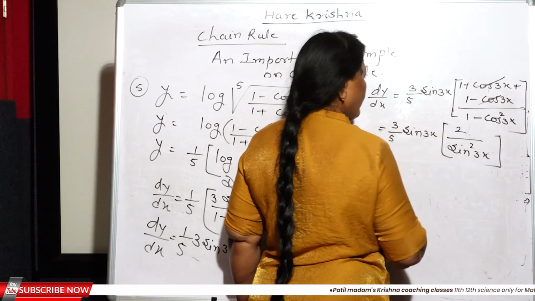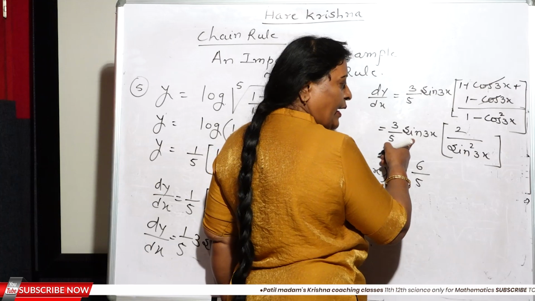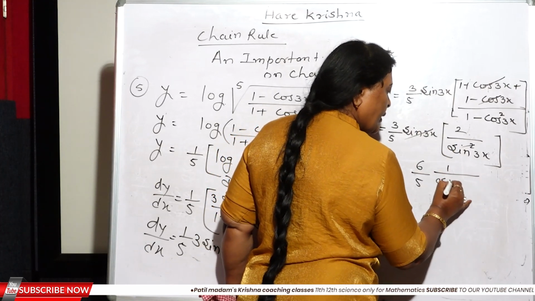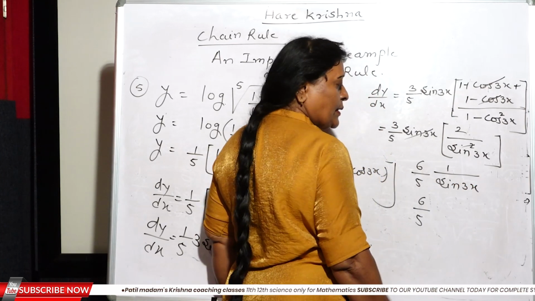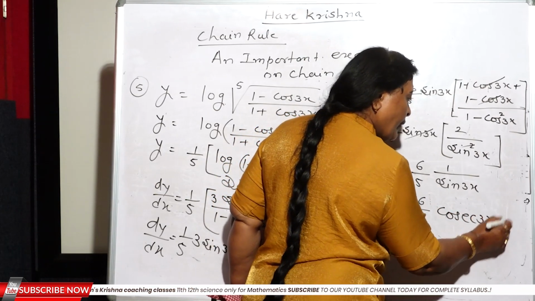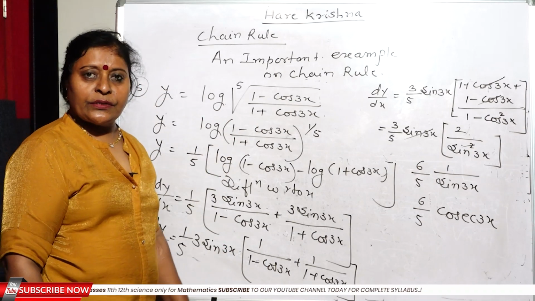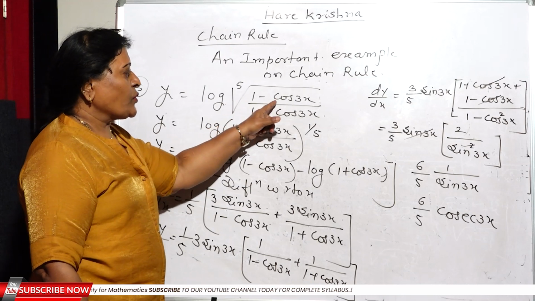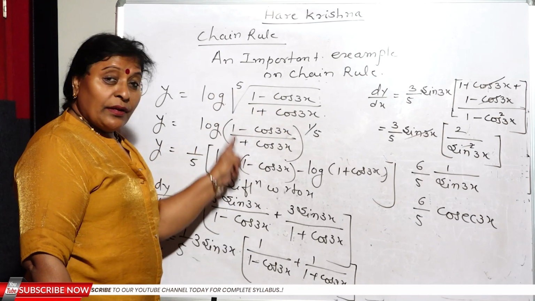Again 3 twos are 6, 6 by 5. One sin 3x gets cancelled. What remains? 1 upon sin 3x. Again 6 by 5 remains as it is, and 1 upon sin 3x you can write as cosec 3x. Again a very important problem, isn't it? So in this way you have to do this. So log of fifth root of 1 minus cos 3x divided by 1 plus cos 3x you have to do in the same method.